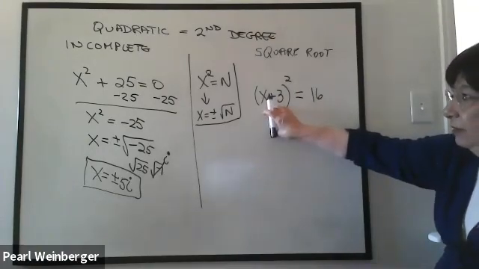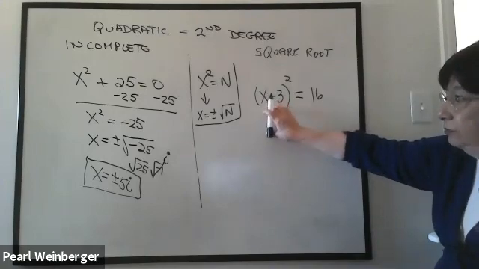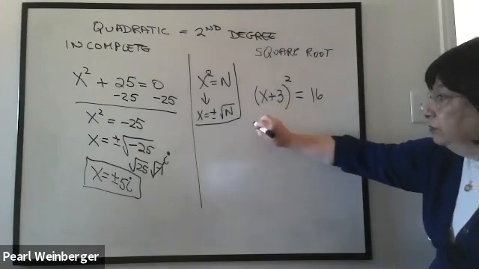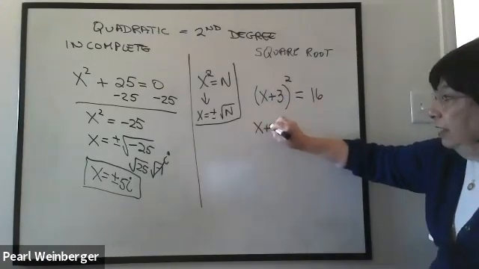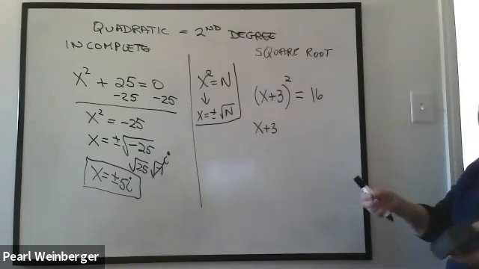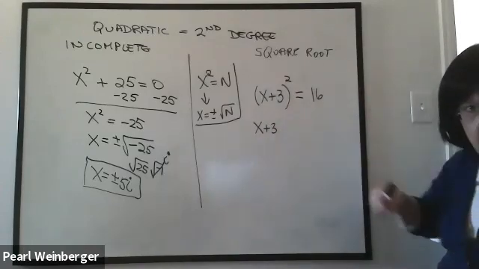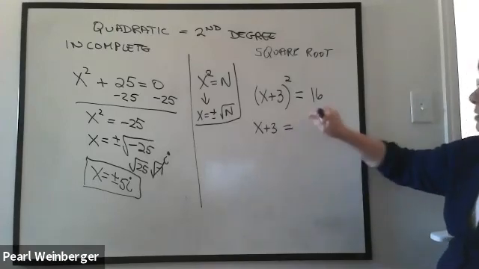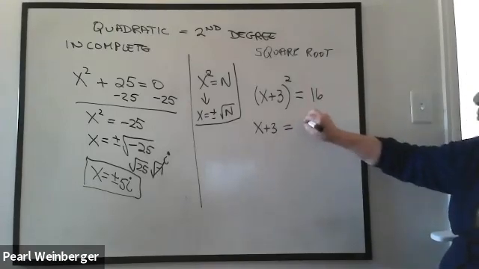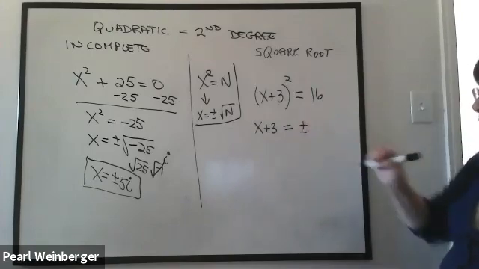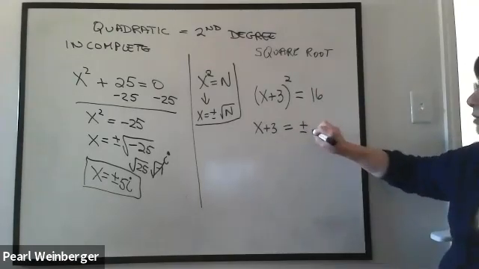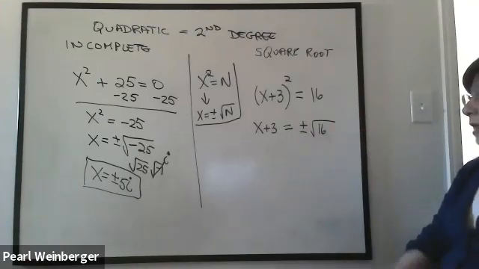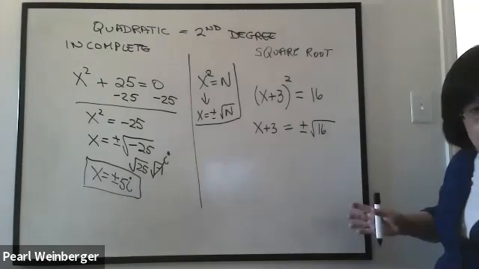Anytime I have something squared, I can use the square root method. The square root of x plus 3 squared is just going to be x plus 3. Anytime you have something squared and you take its square root, it literally removes the exponent. On the other side, it isn't squared, so I have to actually do the square root. So I have to do plus or minus. Don't forget that plus and minus to get you your two answers. The square root of 16. And I'm almost finished. I just have to simplify.